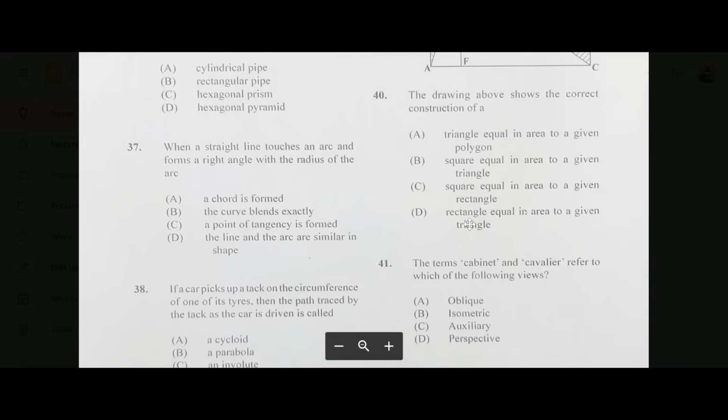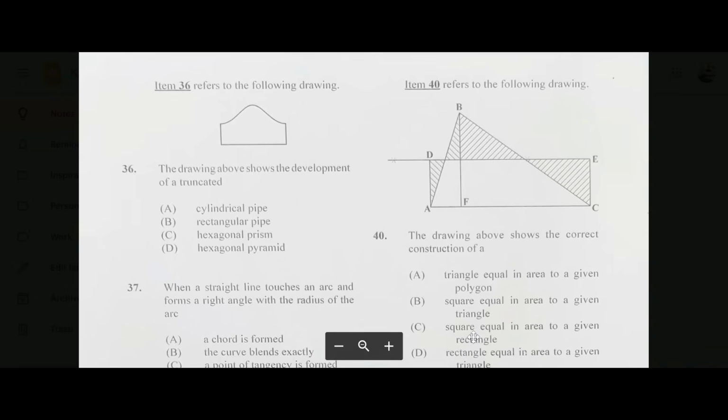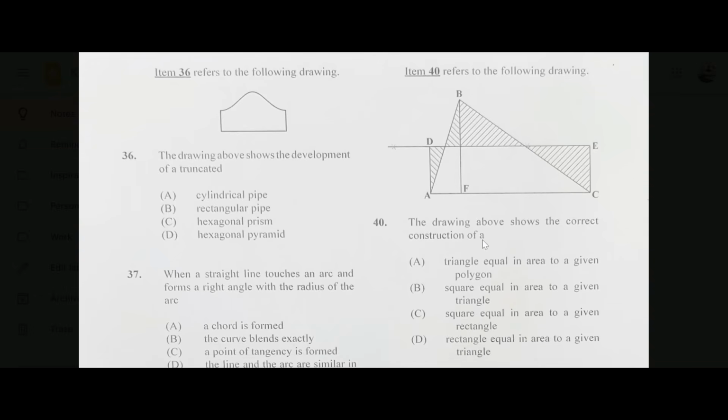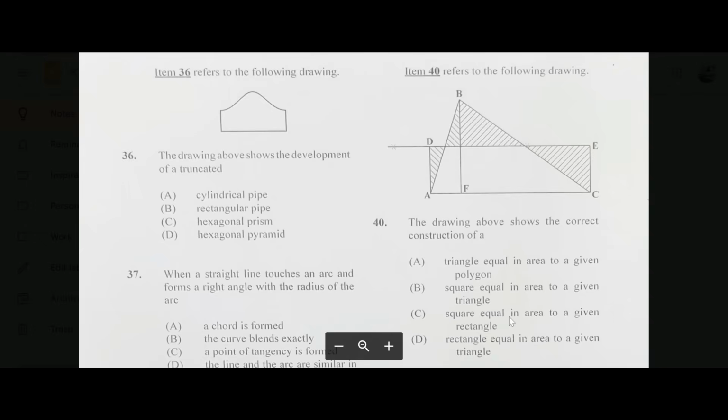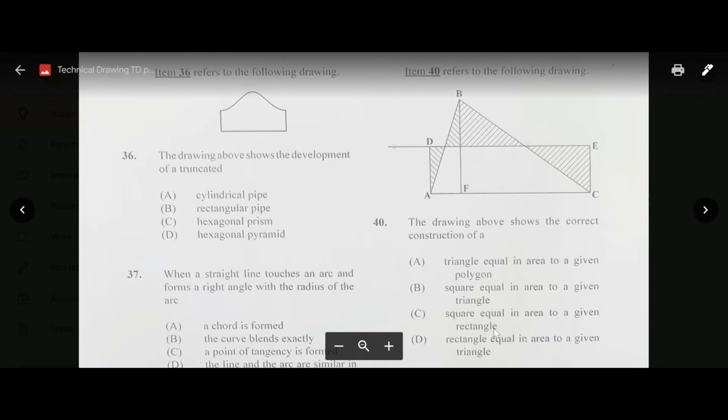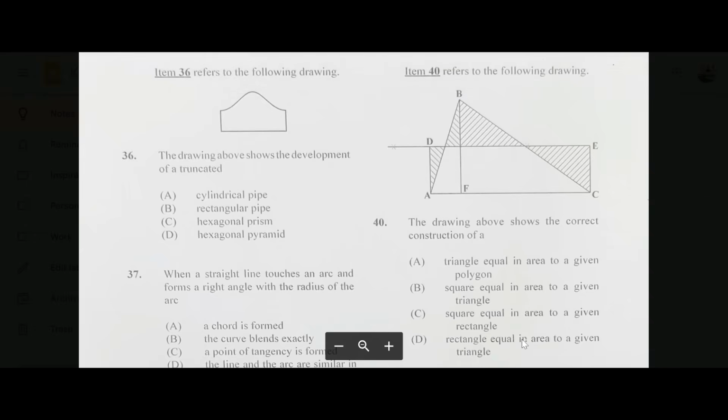Number 40. The drawing above shows the correct construction of a triangle equal in area to a polygon? Not exactly. A square equal in area to a given triangle? Nope. A square equal in area to a given rectangle? Nope. A rectangle equal in area to a given triangle. This would be the answer.